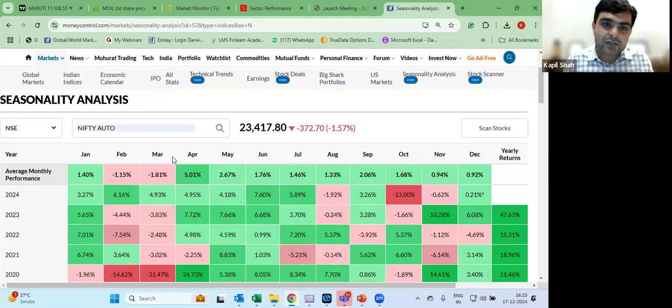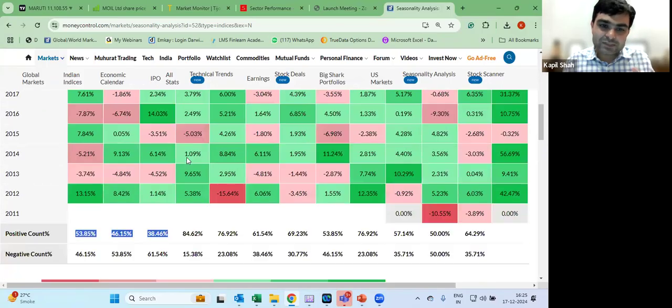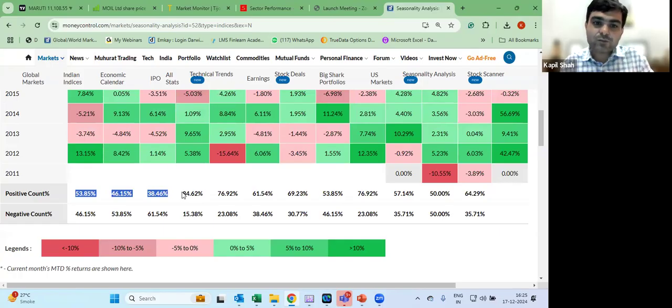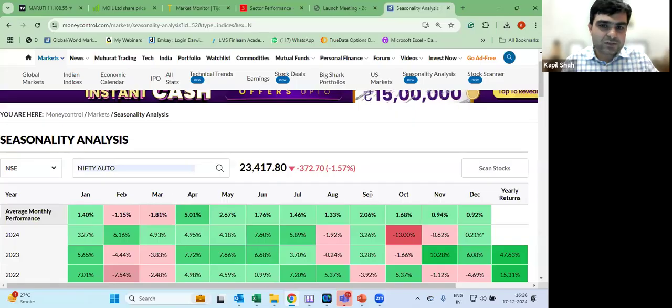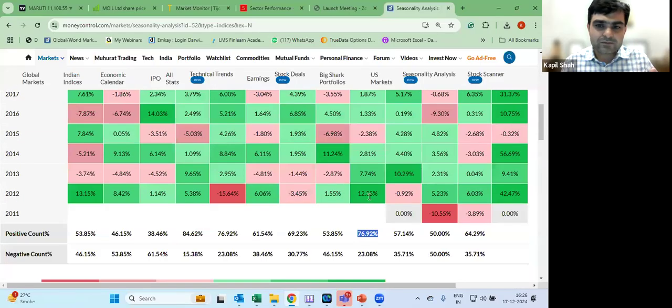But then in the April month, you are able to see that there is some sort of potential attraction happening. Here you have 84% momentum in April, 76%, 61%, 69%, and the next month is 76. So you can see that your rocking time for the auto sector is from April to somewhat September, right?